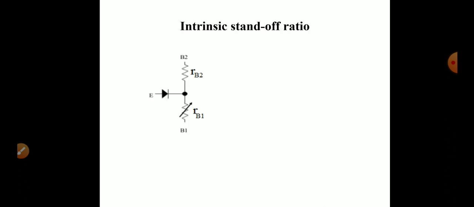Next one is the intrinsic standoff ratio. Intrinsic standoff ratio is an important term related to the UJT.